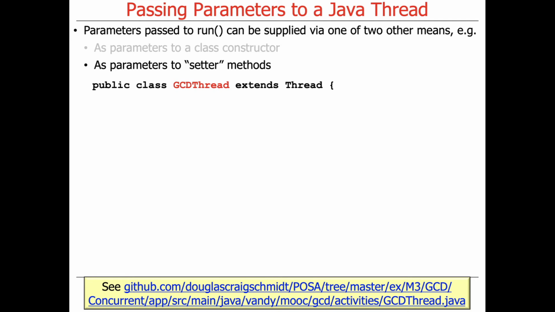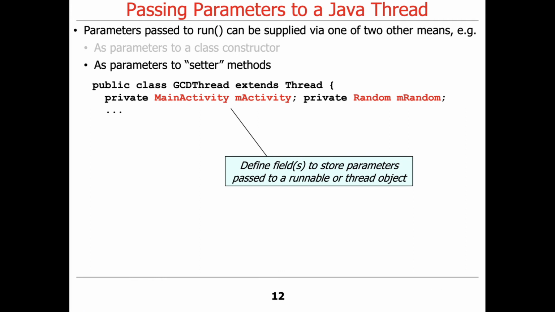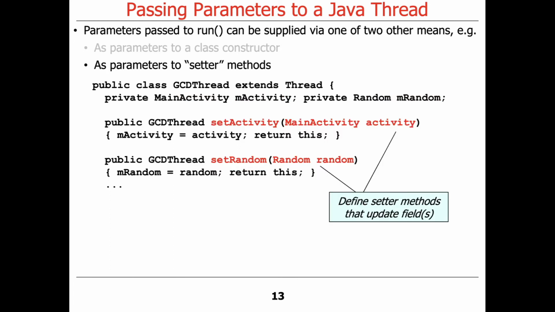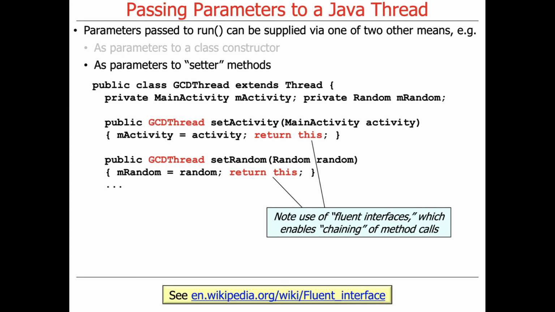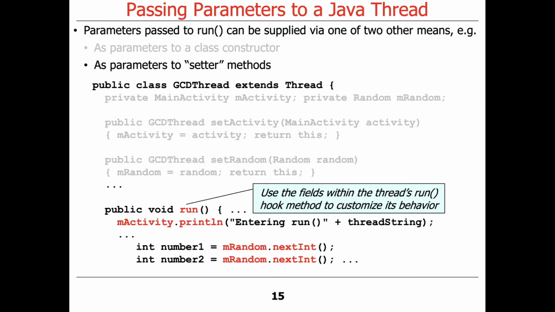The second way to do parameter passing is to add arguments or parameters to setter methods. So that's the approach we did with GCDThread. So you can see here we have a couple of fields, mActivity, which is MainActivity, and mRandom, which is Random. And then we have these setter methods, setActivity, setRandom. You can see that they use the technique of storing the field from the parameter and then returning this, which is how they do the so-called fluent interface pattern. So you can chain things together, which is very cool.